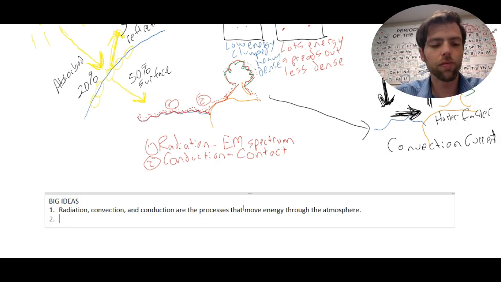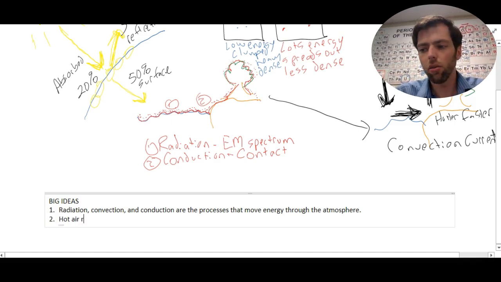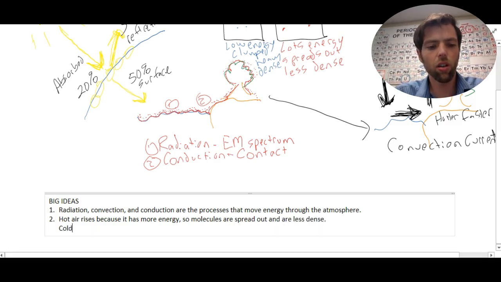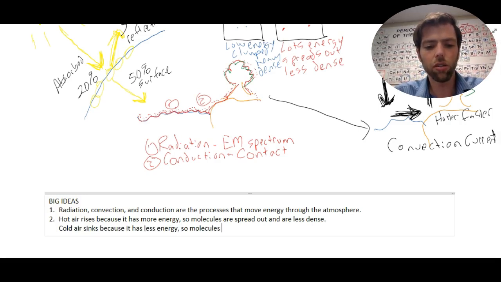Big idea number two, hot air rises because it has more energy, so molecules are spread out and are less dense. Cold air sinks because it has less energy, so molecules are clumped up, heavy, and more dense.